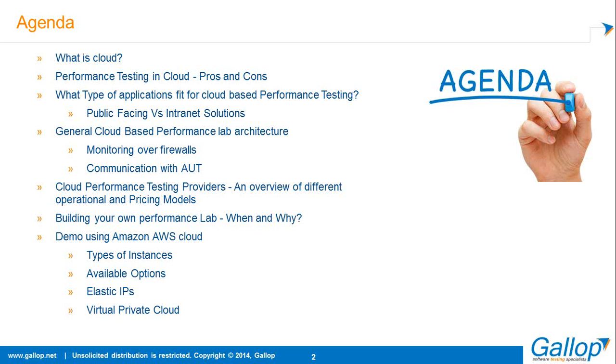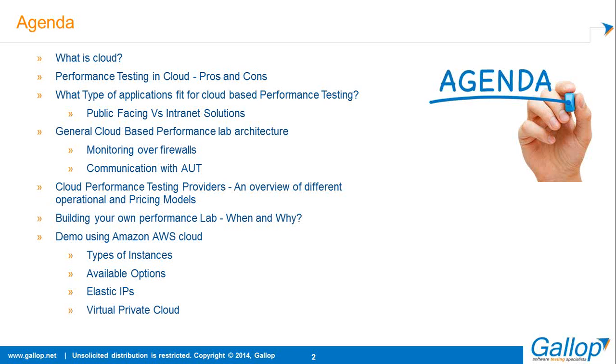There are a whole lot of type of applications. You have a mobile application, mainframes, etc. We'll see what type of applications fit and what type of applications do not fit for cloud-based performance testing. And then we'll see how a general cloud-based performance lab architecture looks like. What are the different ports that you need to take care of when you're monitoring or firewall. What are the different challenges that you will have when your controller is communicating with your application under test.